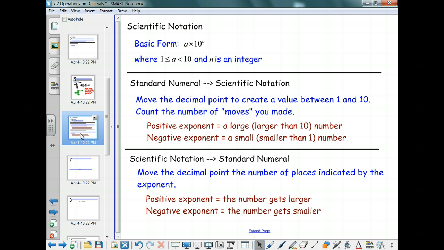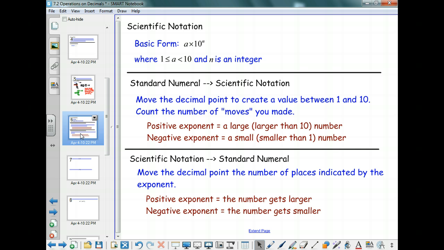If you're changing a standard numeral into scientific notation, you need to take the decimal point and locate it so that it gives you a number between 1 and 10. We're going to do an example, I promise. So you take a number and turn it into a number between 1 and 10 so that you create the number A. The next thing you do is count how many locations you moved that decimal to get it there. Did you move left or right, whatever. You count the number of moves that you made.